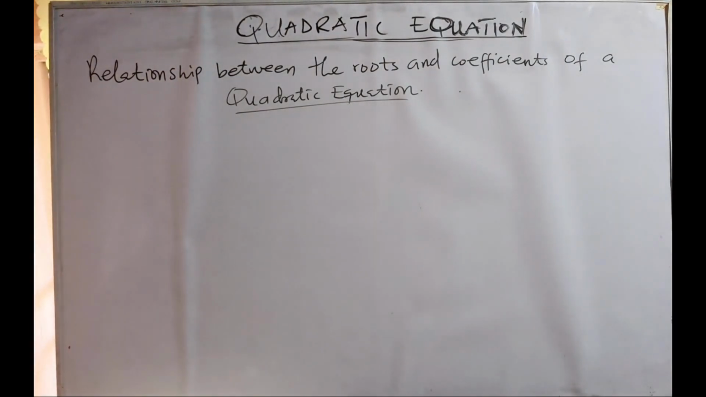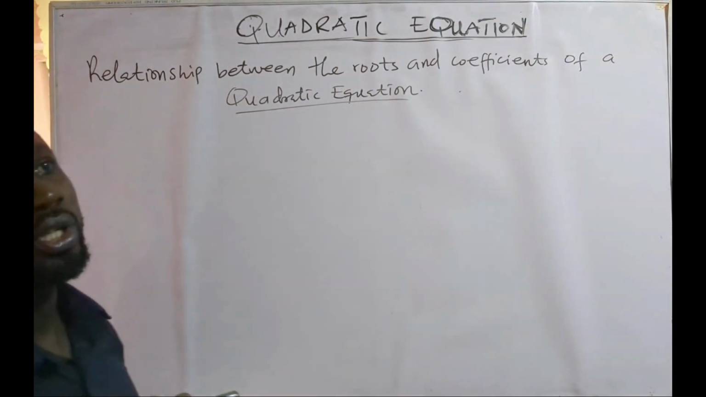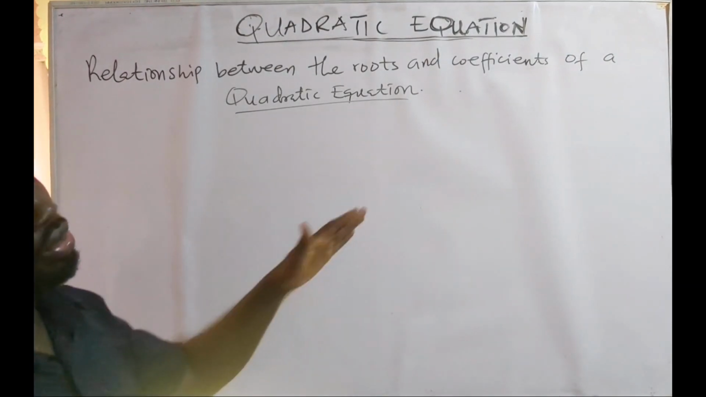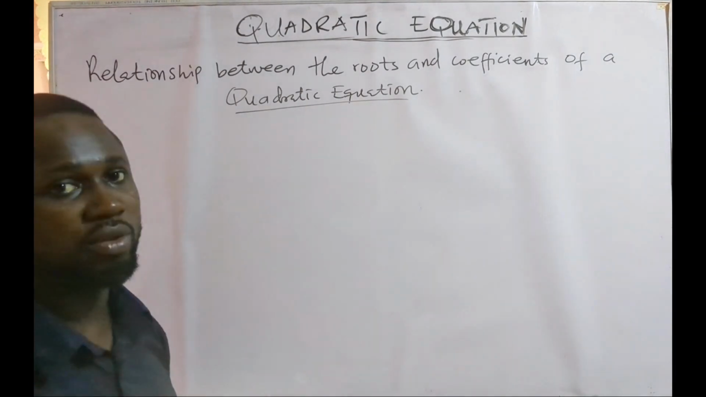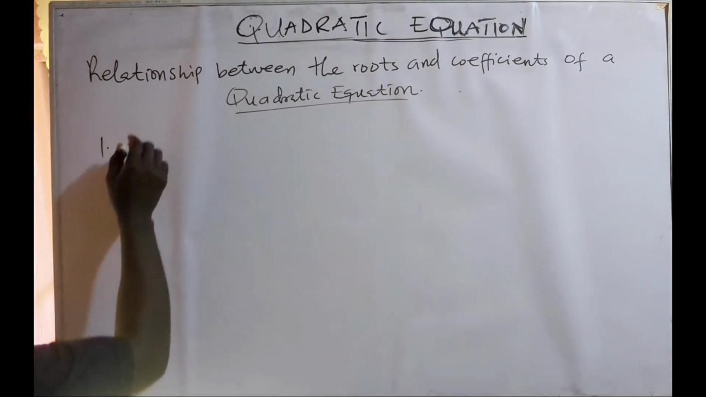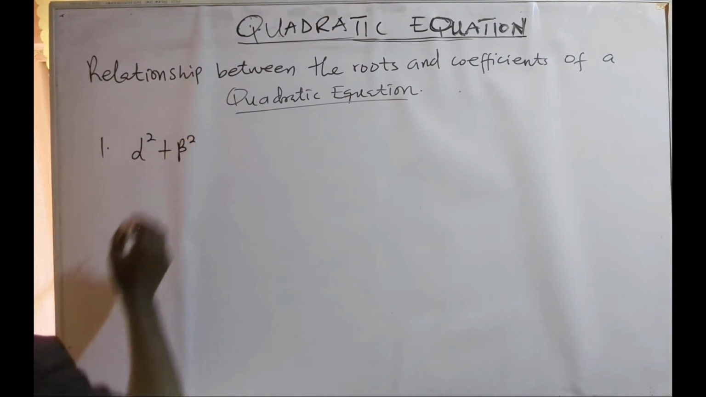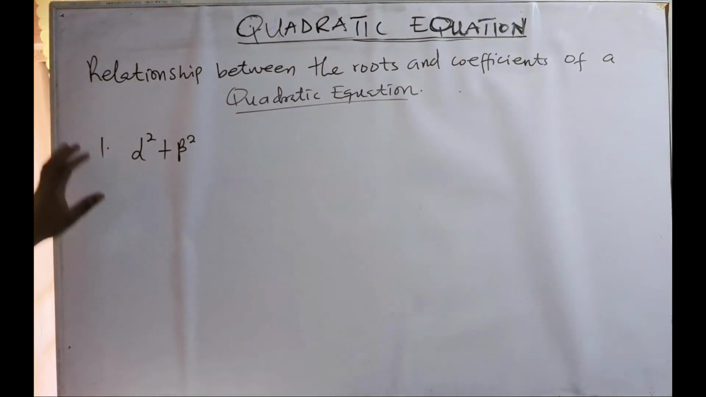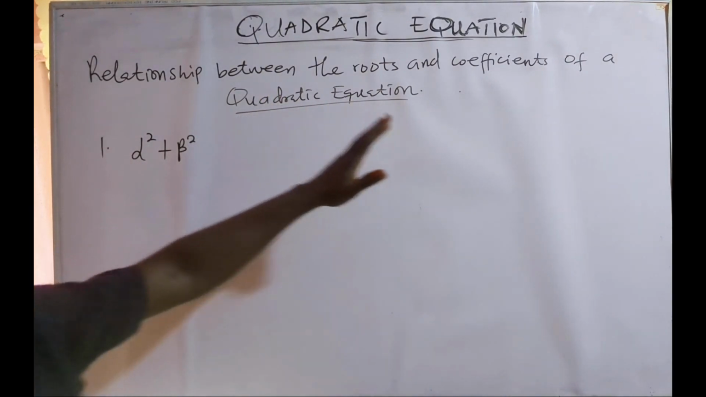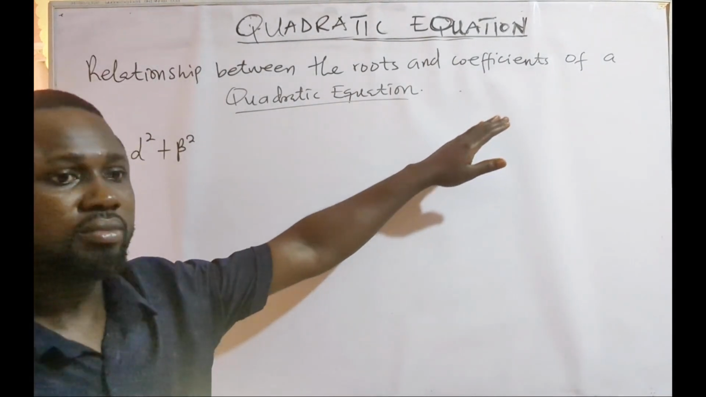You can also be given other values, or the roots can be given in other forms in terms of alpha and beta. Then you'll be asked to use the sum and the product to evaluate what you are given. For instance, I can be asked to find the value of alpha squared plus beta squared if alpha and beta are the roots of a particular quadratic equation.